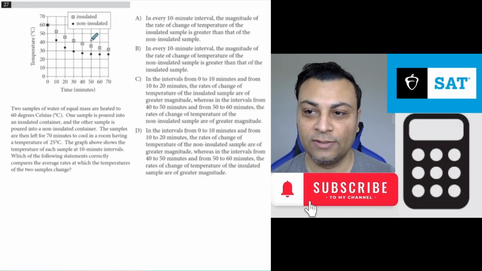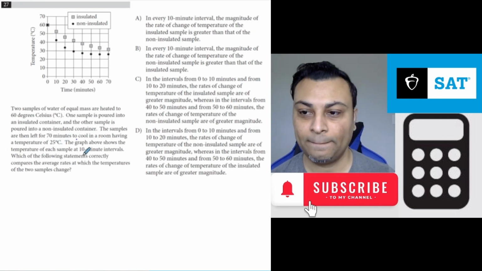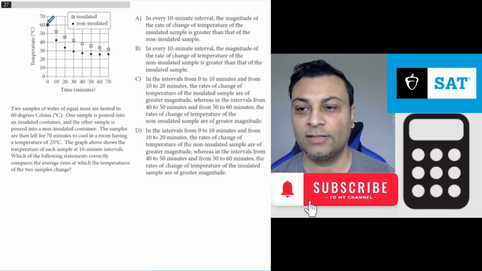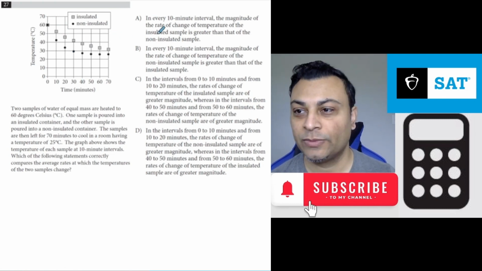Okay, so what we have is the insulated container in the square markers, and then the non-insulated in those circle markers. And you can see the non-insulated loses temperature very quickly and is trying to get to the room temperature of 25. And this insulated one loses its temperature. The temperature drops a little bit slower than the other one. Okay, because it's insulated. So let's take a look.